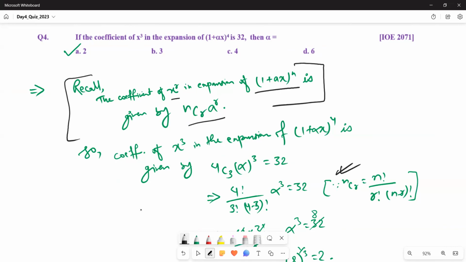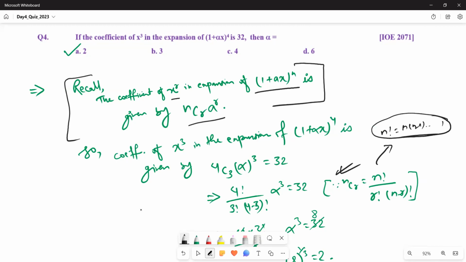See, nCr is equal to n factorial by r factorial times (n minus r) factorial. And you should know how to calculate factorials. n factorial means what? n times (n minus 1) and the product continues up to 1. Just go on decreasing 1 by 1 up to 1. Whatever the product result is, that is your n factorial.